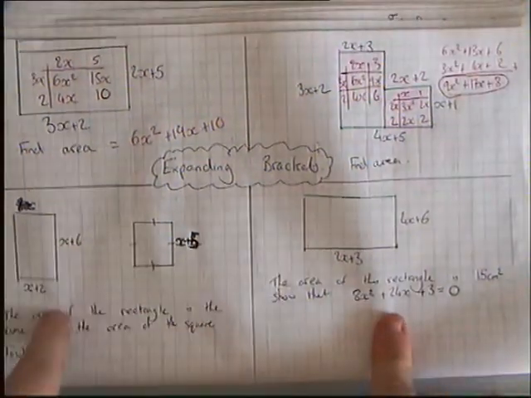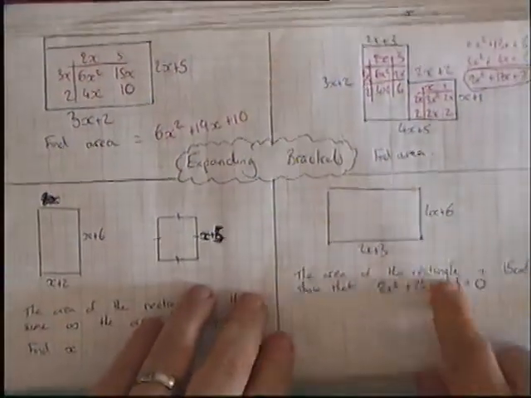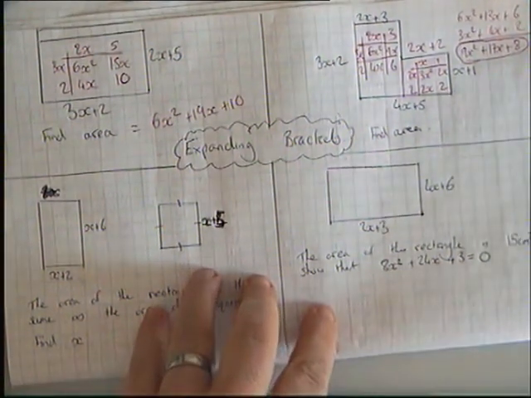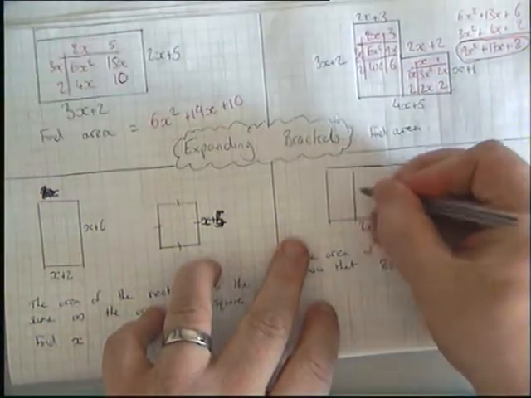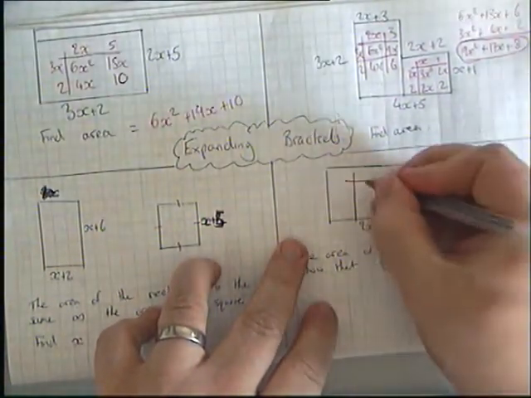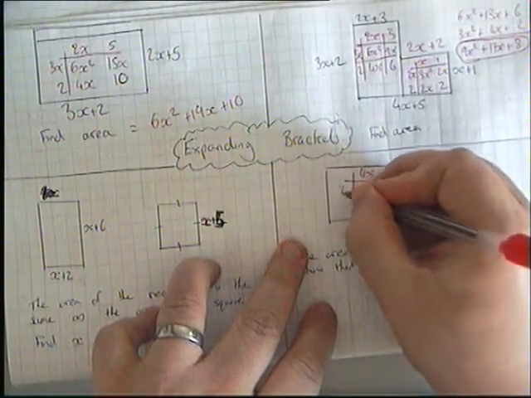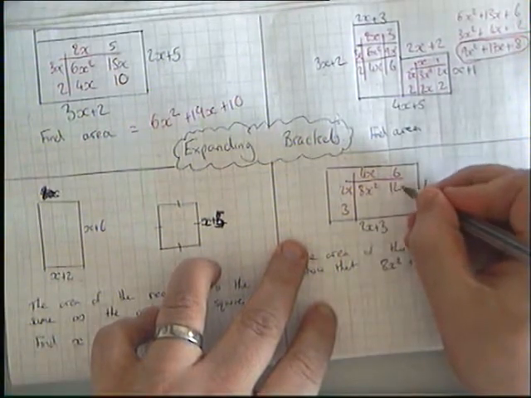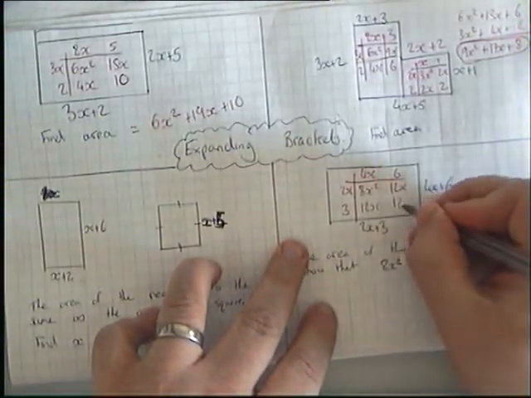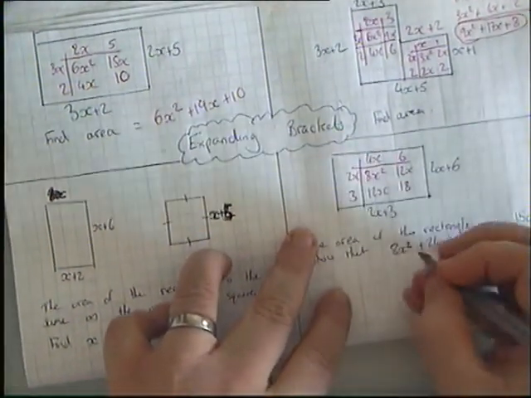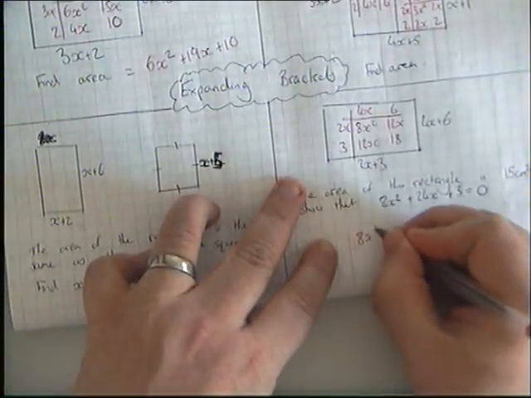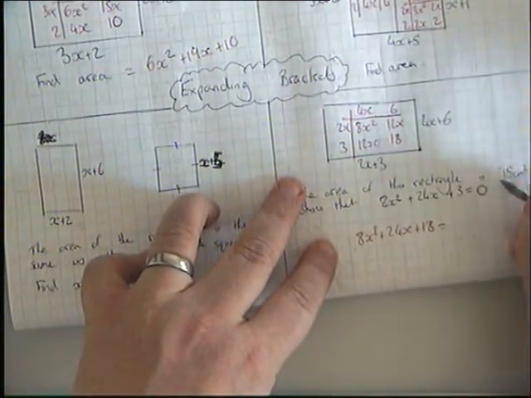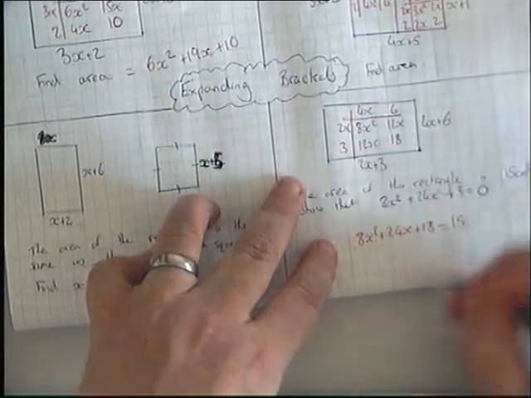Now let's go into this one here and then we'll finish off with this one because that's probably the trickiest of them. So this one, the area of the rectangle is 15. Show that that equals 0. Okay. So as I said, this is an expanding bracket. To work out an area of a rectangle, I've got to do that times that. So I've got 8x squared, 12x, 12x, and 18. Right, so if I write that down here, simplify it, I've got 8x squared, add 24x, add 18, and that has to equal this 15 here.